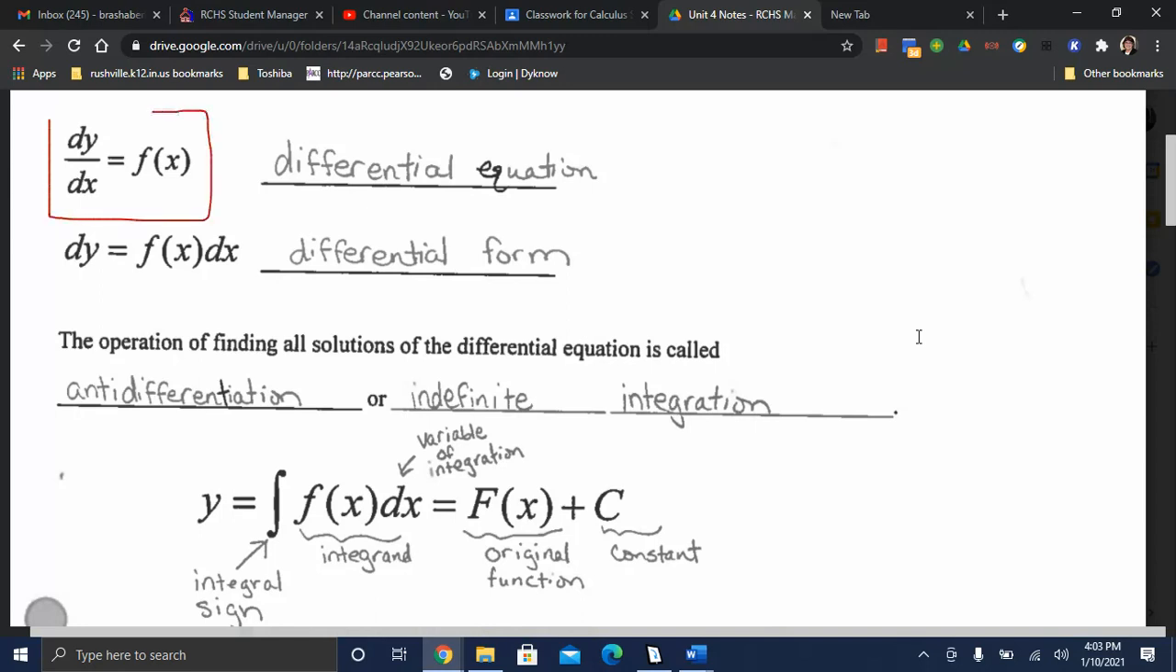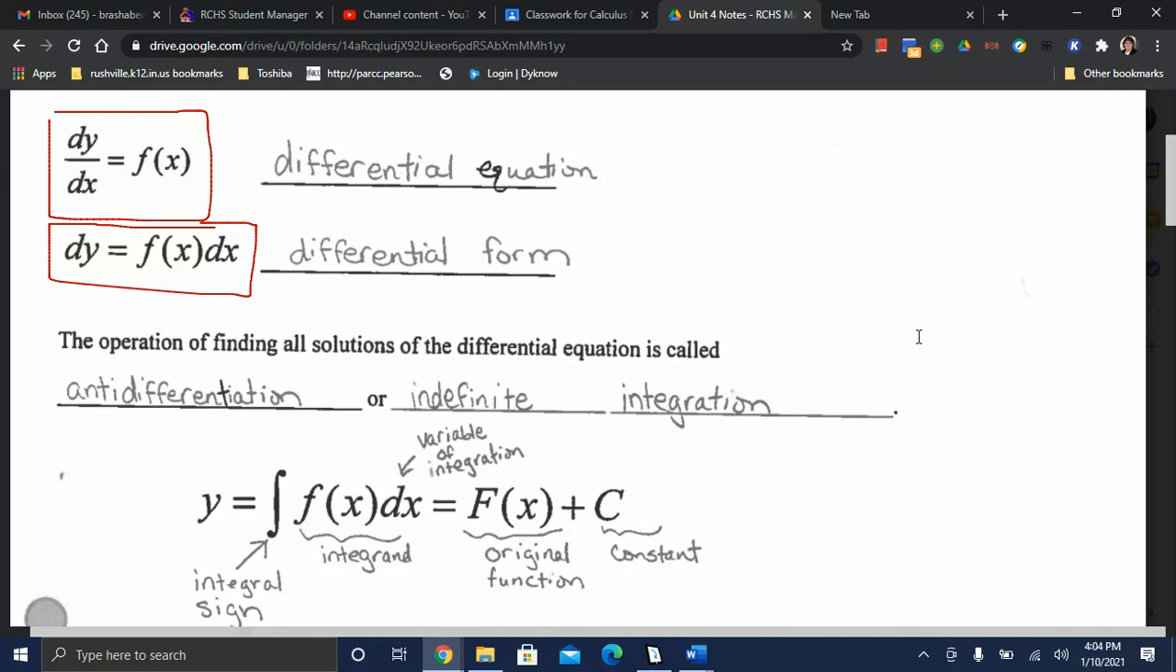So we have a couple of forms that I want you to be aware of. This is what we've been using in the first semester. So dy dx equals a function. And what we're going to do is to split the dx away and bring it to a position beside the f of x. And when we write it that way, we are looking at differential form.